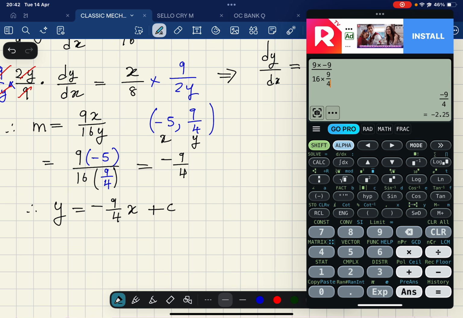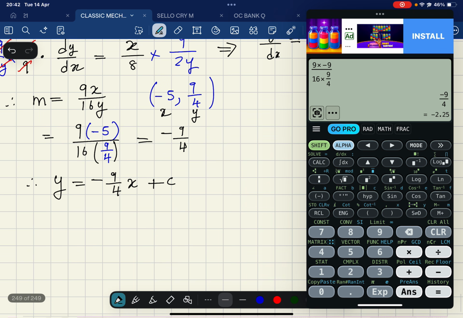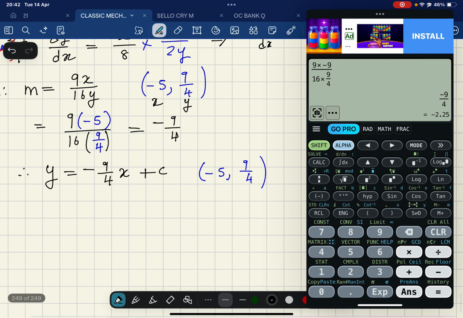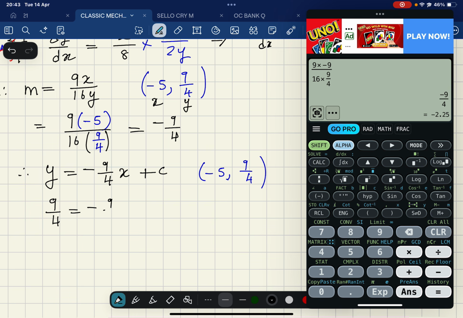Then now we must solve for the value of c. By using which value? We can still plug in again our coordinates there. So when we plug them in there, I will have my y, which is 9 over 4, which is equal to negative 9 over 4. Then I have my x, which is negative 5 plus c.